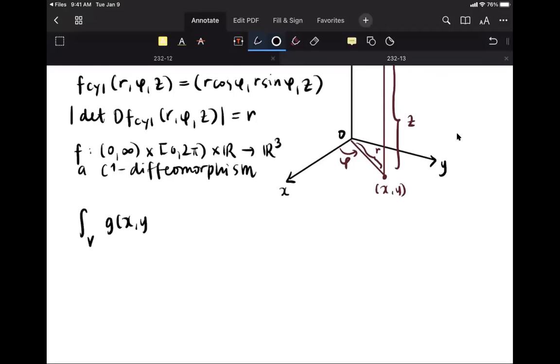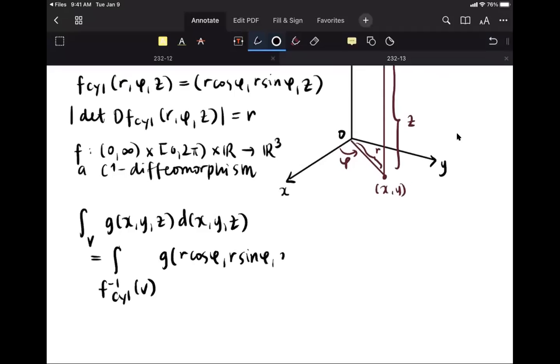So if I want to integrate this and use polar coordinates, or cylindrical coordinates, we need to take the inverse image, then apply the transformation, and then multiply by the Jacobi determinant. In this case, it's r.